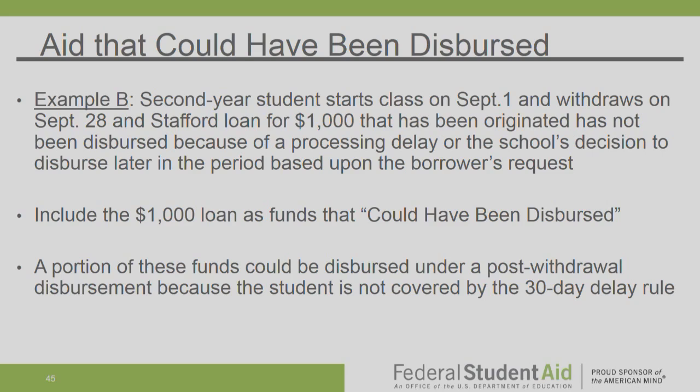But in this example, a portion of these funds could be dispersed under a post-withdrawal disbursement because the student is not covered by the 30-day delay rule. And this is essentially the same scenario as the previous slide, except that the student in this example is not a first-time borrower, and the delay in disbursement was for another reason. And in this case, the $1,000 in subsidized loan funds may be included in the post-withdrawal disbursement.